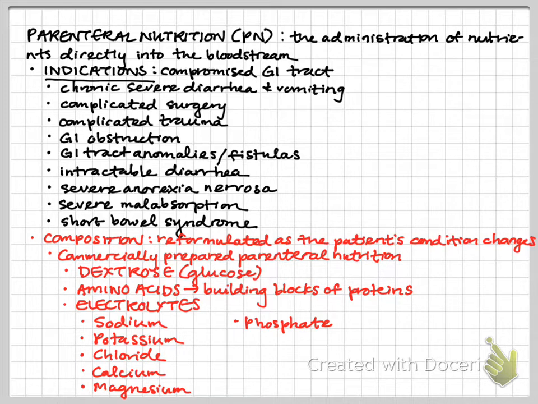Let's look at what is also found, not might be, but should be found in TPN, or parenteral nutrition. There are 2 different types of PN. It would be TPN and PPN, and it depends on the type of catheter that you're using, and we'll talk about that later.